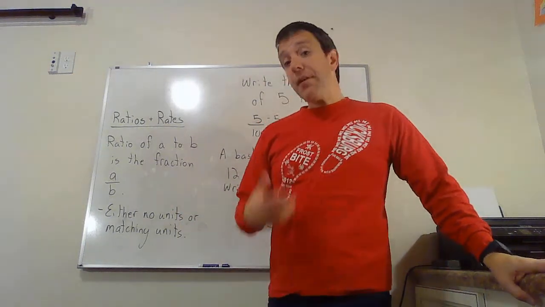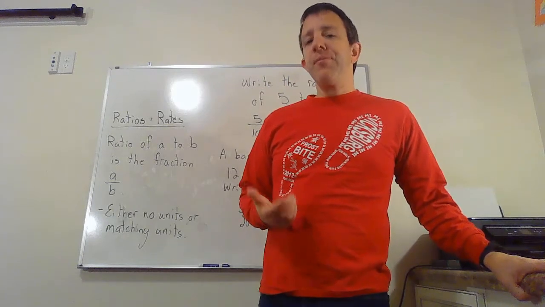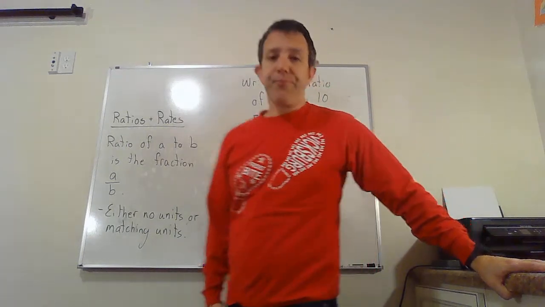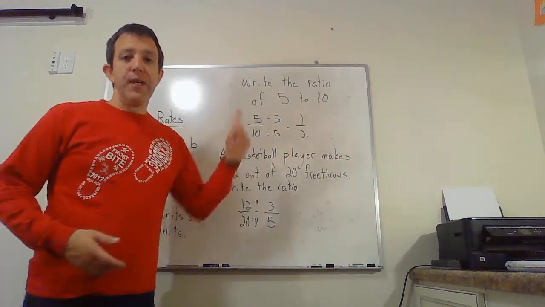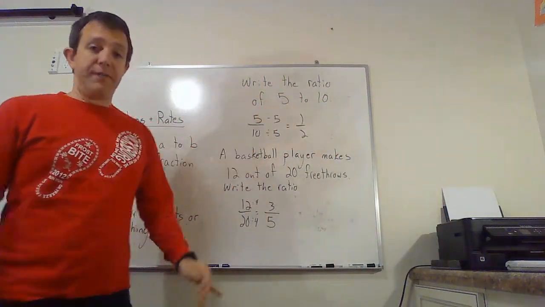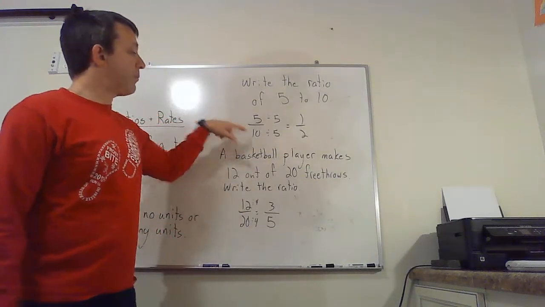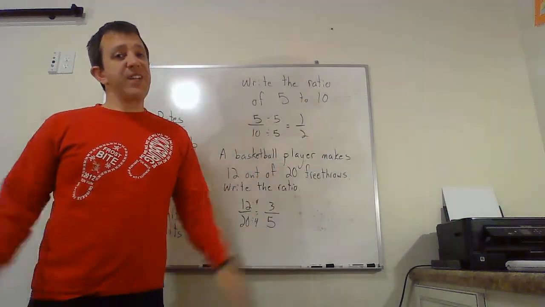Importantly, ratios either have no units attached to the numbers or the units match. And then they have the same units. So I have a couple of examples. Let's first write the ratio of 5 to 10. The first number always goes on top. Second number always goes on the bottom. There you go. That's not so bad.